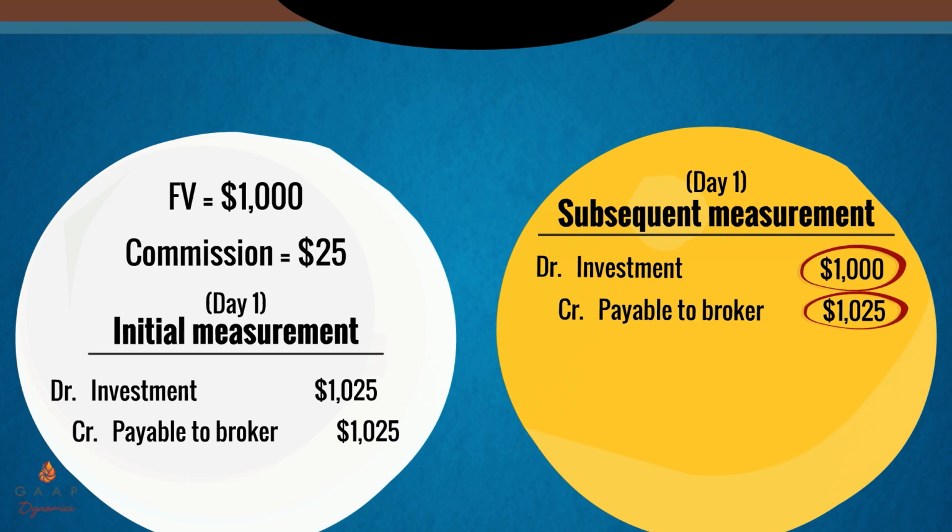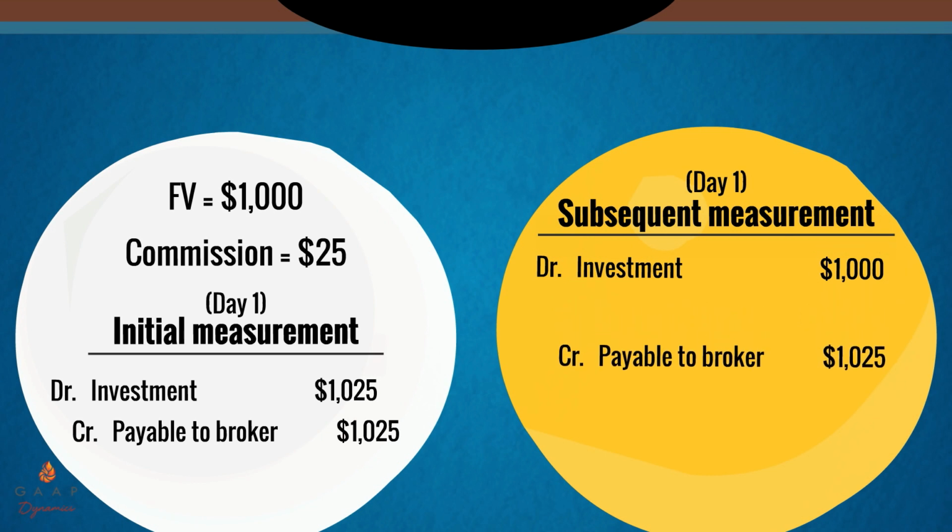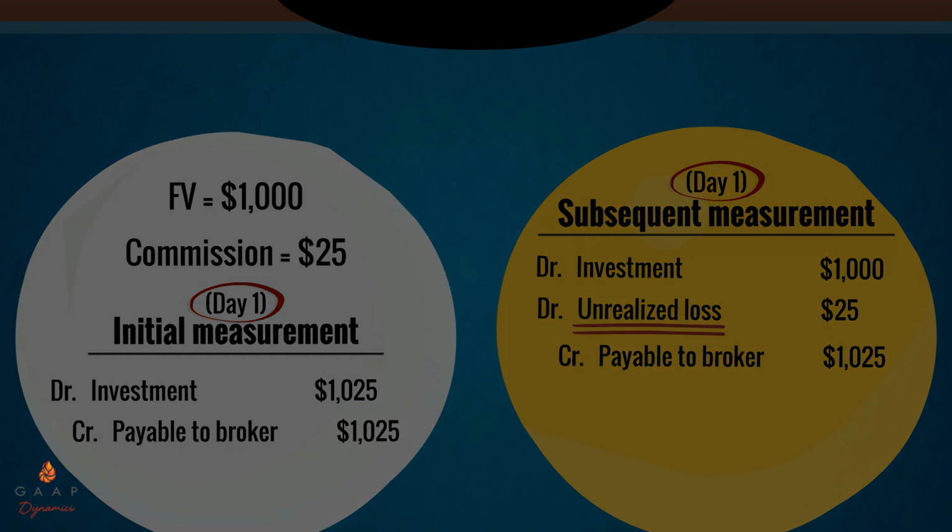booked for $1,025. For most companies, the difference of $25 would be recognized as a commission expense in the income statement, but not for an investment company. An investment company is explicitly required to recognize this $25 commission as part of its unrealized gain or loss on the investment. This means that on initial recognition, or day one, the fund would already have an unrealized loss.